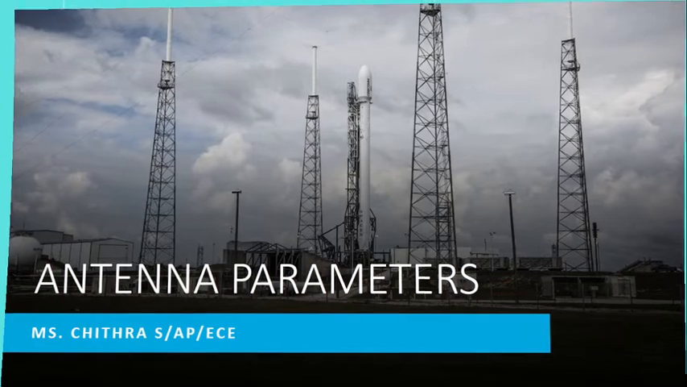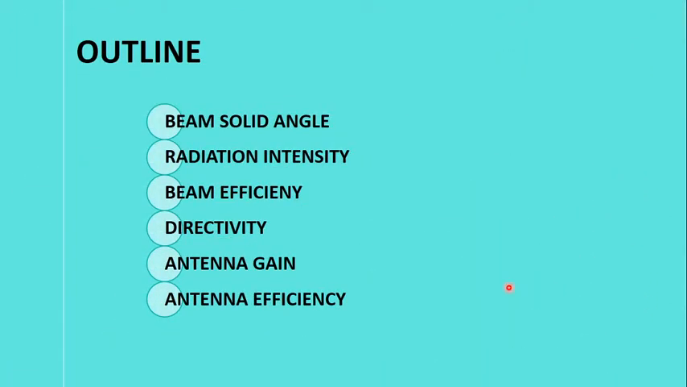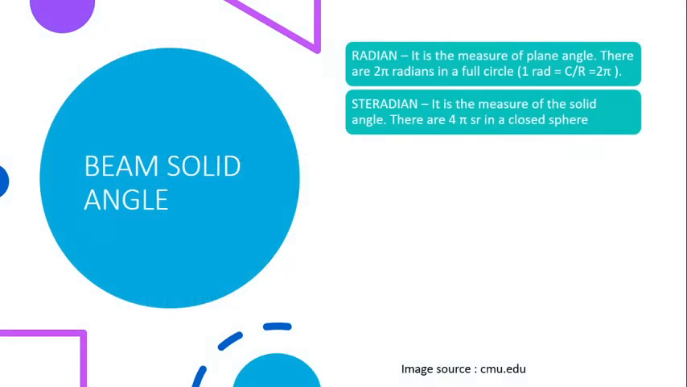So let us see what is the outline of this presentation. So we're going to see the following parameters: the beam solid angle, radiation intensity, beam efficiency, directivity, antenna gain and antenna efficiency. So let us see about all these parameters one by one. The first parameter is the beam solid angle.